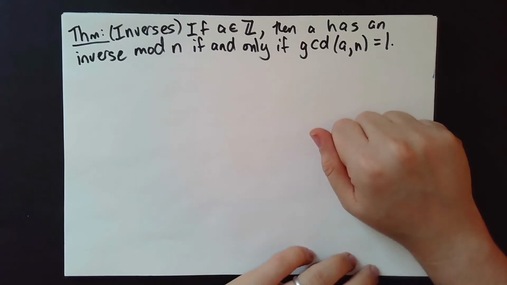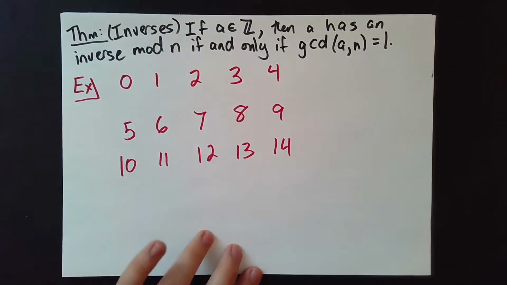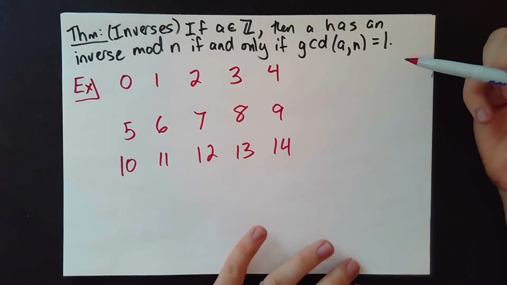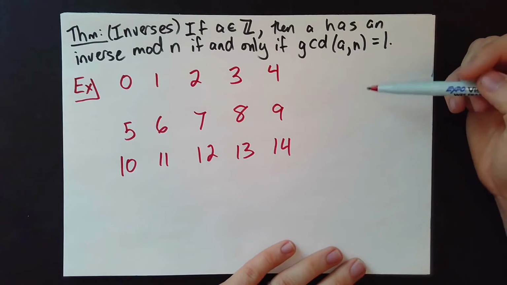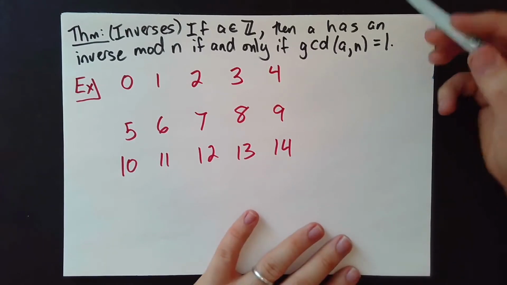Now, as an example here, let's write down the numbers mod 15. So there are 15 numbers, mod 15. They are these. And so let's think to ourselves, which of these things have inverses? It should be the ones that are relatively prime to 15.